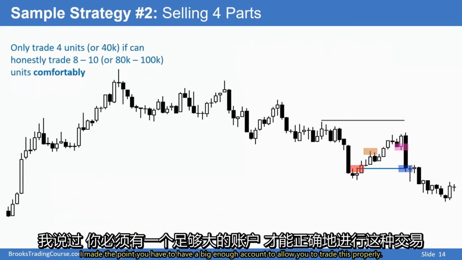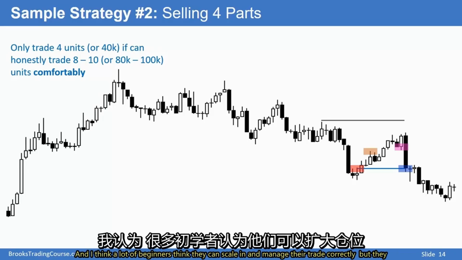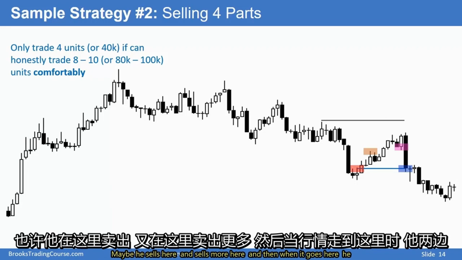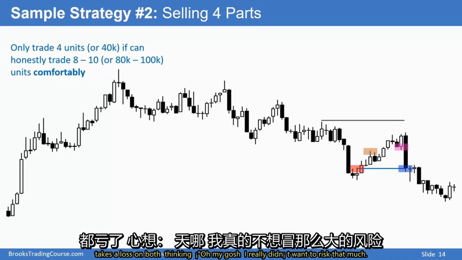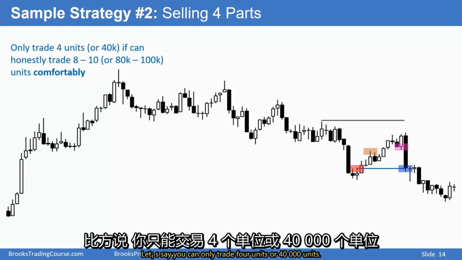I made the point, you have to have a big enough account to allow you to trade this properly. A really important problem here is position size, and I think a lot of beginners think they can scale in and manage their trade correctly, but they really have no intention of allowing the market to get anywhere near their stop. Maybe he sells here and sells more here, and then when it goes here, he takes a loss on both, thinking, oh my gosh, I really didn't want to risk that much. But you only can take this kind of a trade if you can trade small enough. Let's say you can only trade 4 units or 40,000 units.